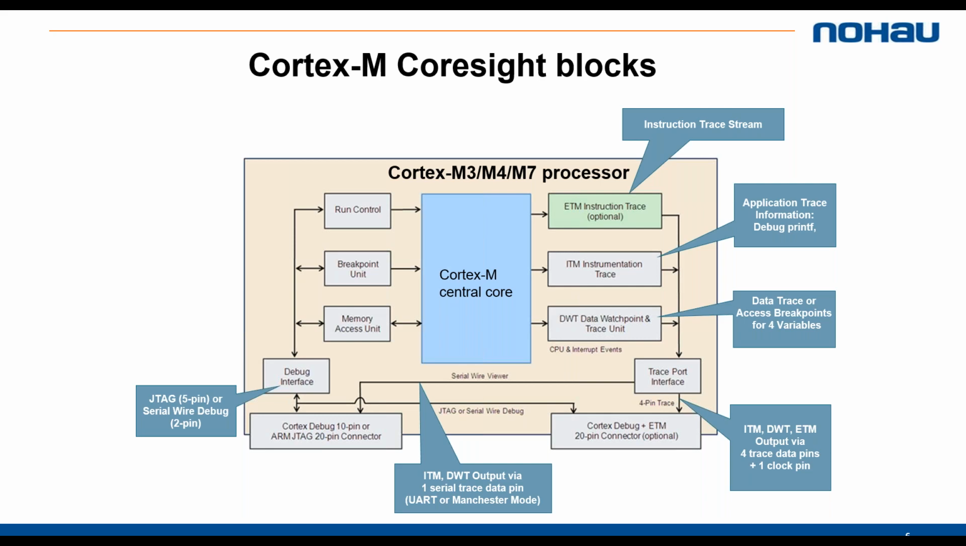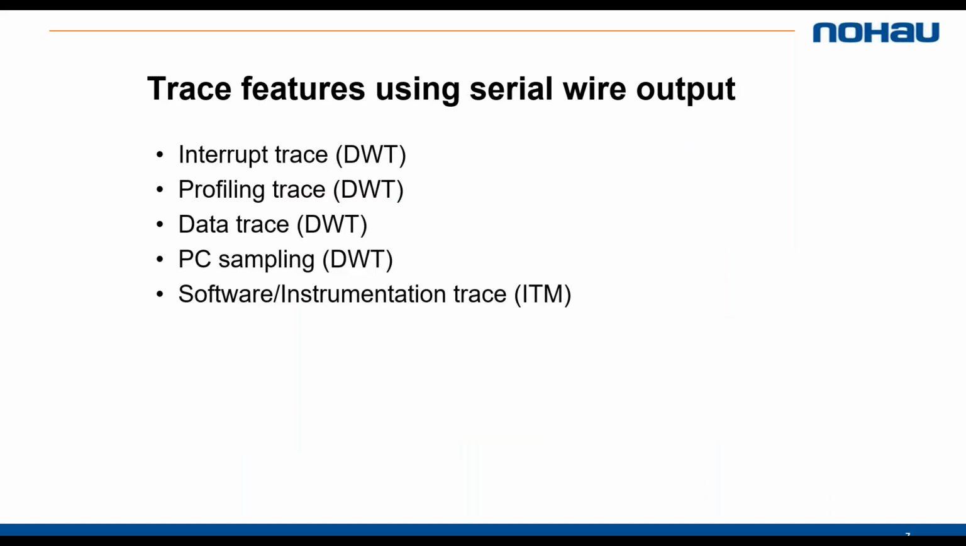First, I'm going to talk a little bit about what you can do on the Cortex-M when you have a serial wire output. As I mentioned, you can use all the features in the ITM and DWT. Here I list the real-time trace that you can get out by using serial wire output. You can get interrupt tracing.